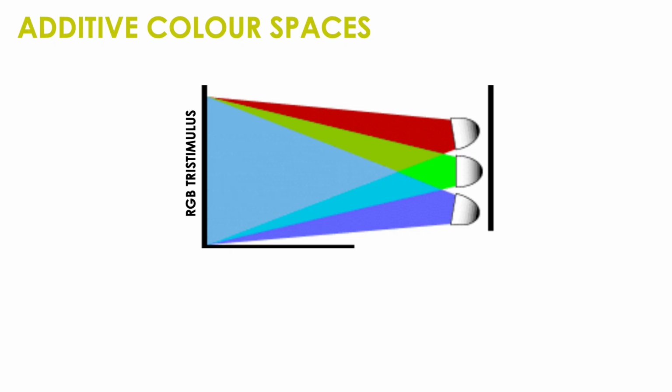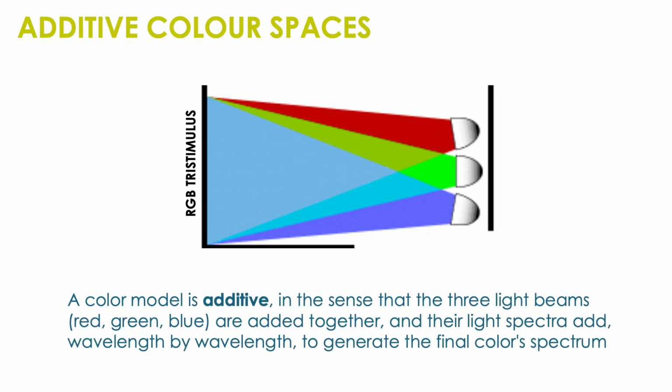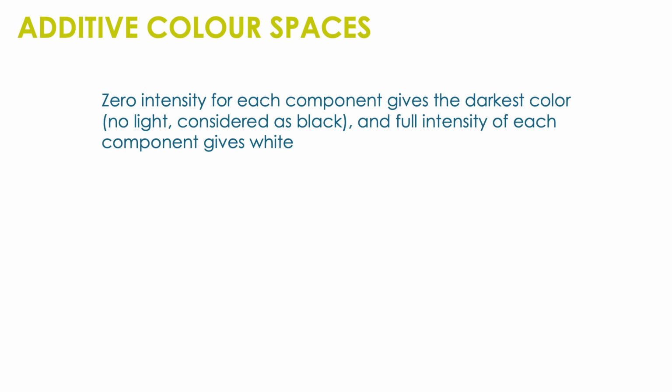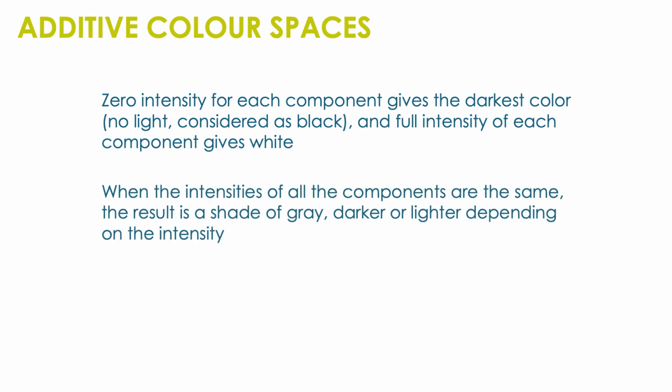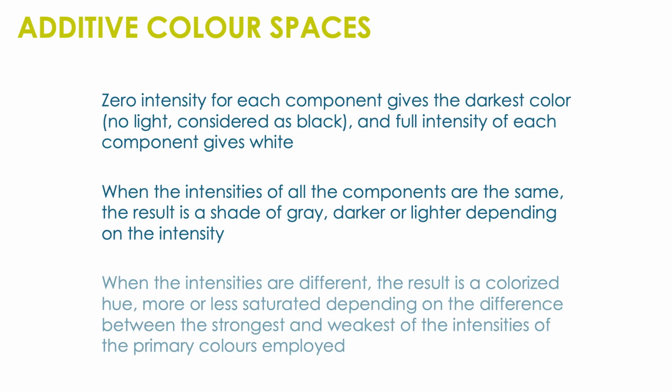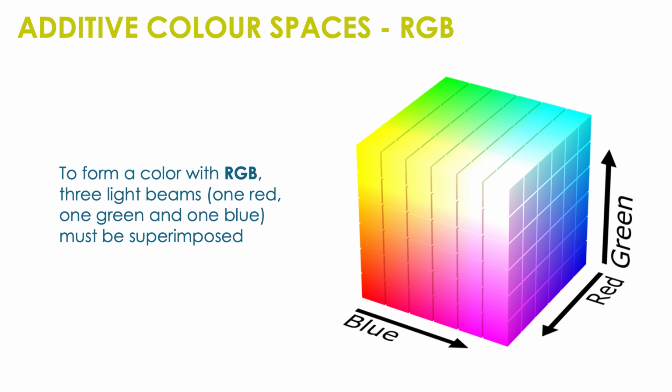In additive color models, like RGB, which is the most popular, colors are created by adding light beams of red, green, and blue. Full intensity results in white, while no intensity produces black. Equal intensities create shades of gray, and varying intensity results in different hues and saturation levels. In this figure you can see the graphical representation of the RGB color space.